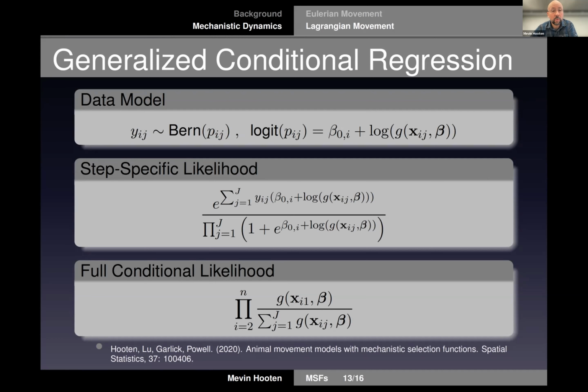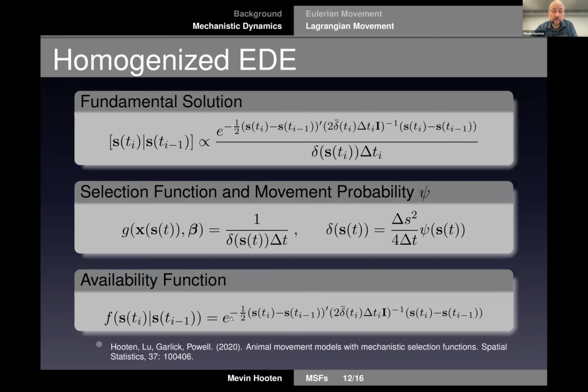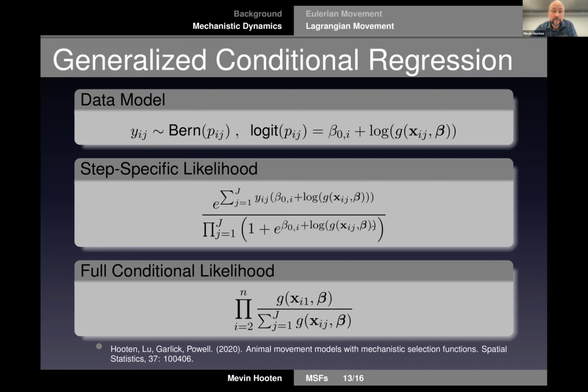And then all these yij's would be zeros when they arise from a background availability distribution that I showed on the previous slide. I should note on that previous slide, notice that this is just a Gaussian kernel down here. It's just scaled by the difference in time here. So that's useful. That's easy to simulate from.